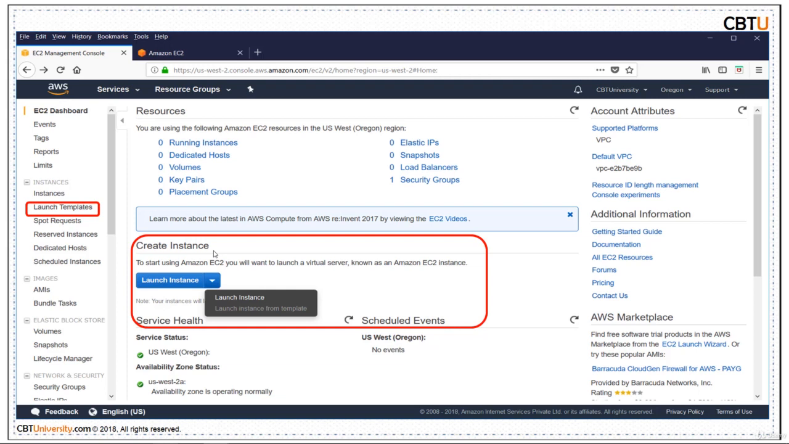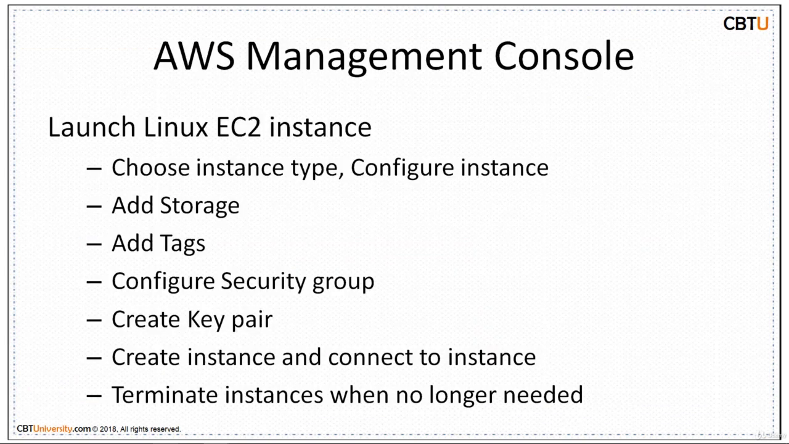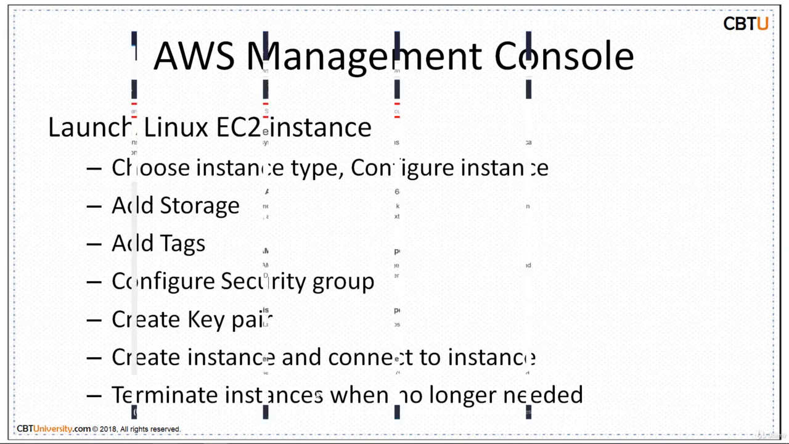We can create instances from templates, which help in quick launching of instances. Using the AWS Management Console, we are launching a Linux EC2 instance. You click on launch instance and configure your EC2 instance. Choose instance type, add storage, tags, and configure security group. Create a key pair, create the instance, and connect to the instance. As a last step, don't forget to terminate instances when you don't need them any longer.